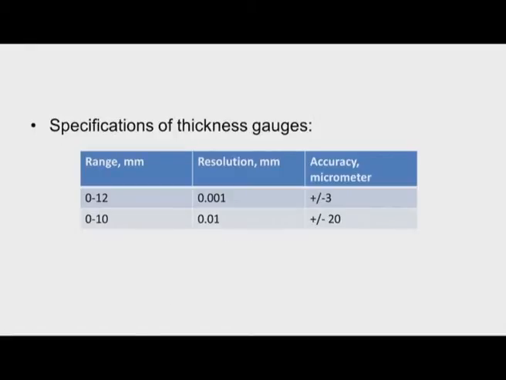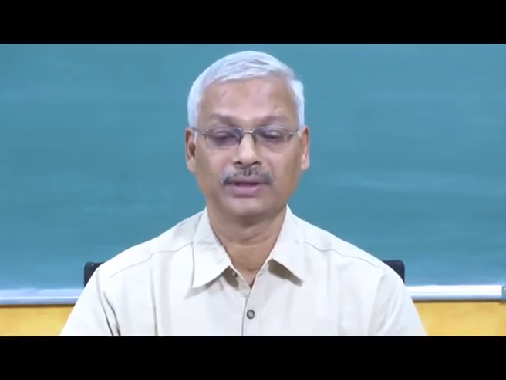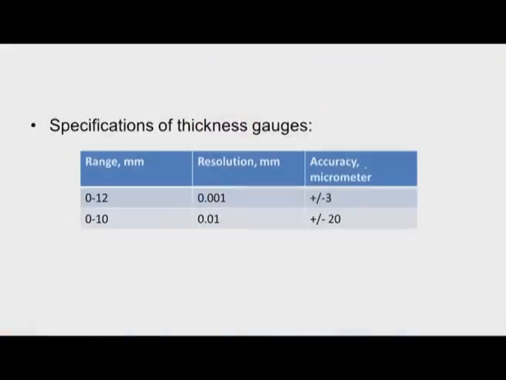Now, what are the specifications of thickness gauges? They are available in various ranges like 0 to 12 millimeter range, 0 to 10 millimeter range, and then resolutions of 0.001 mm, 0.01 mm, and they can offer the accuracy of plus or minus 3 microns, plus or minus 20 microns. So, depending upon our requirement, we can select the instrument and use it.